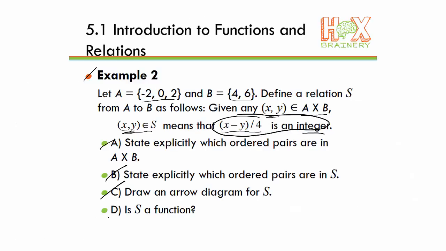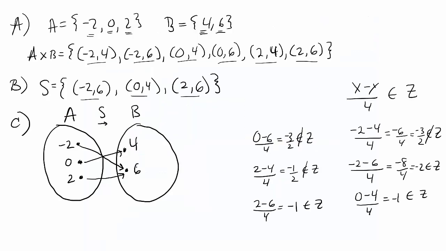And then the last part of this example: is S a function? So part D, is S a function? For it to be a function, each of these elements here, -2, 0, and 2, in set A has to be used. There has to be an arrow coming out of them. That is what's happening. And only one arrow can come out of each of those elements, which is also what's happening. So those 2 conditions are met. So yes, S is a function. S is a relation that is also a function.